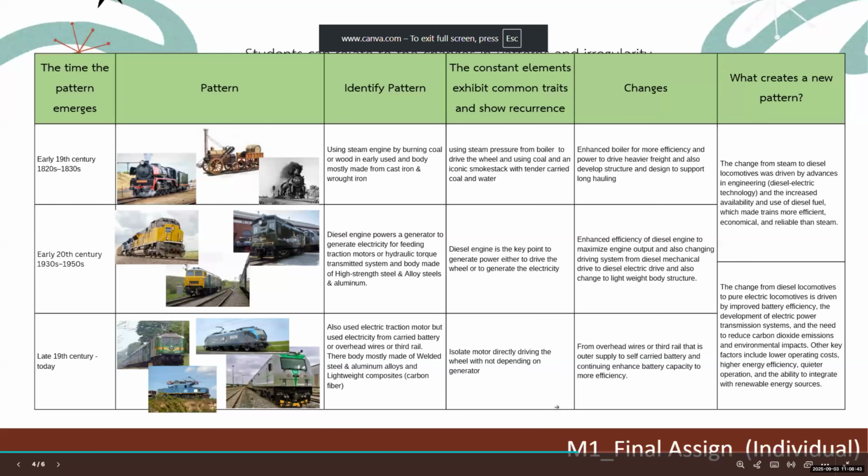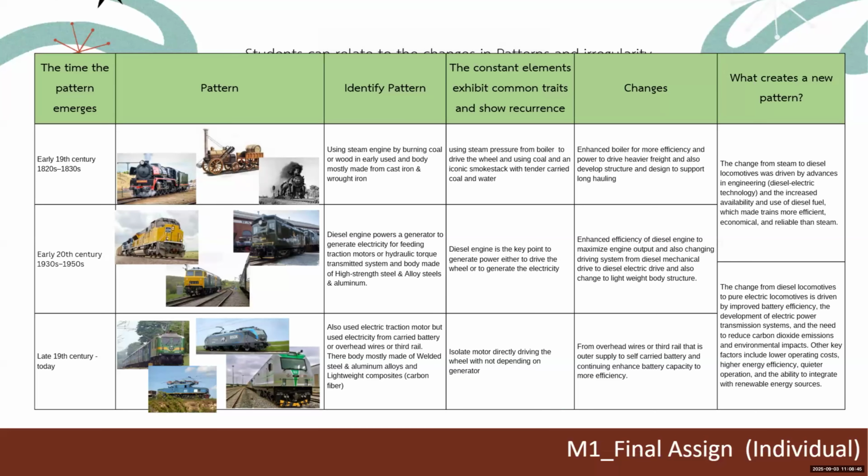Okay. So today I will present about the pattern of the locomotive. I will categorize it into three areas. The first one is the steam engine locomotive in the early 19th century. As you know, it used a steam engine, burning coal and wood to boil water and using the pressure of the steam to drive the machinery.